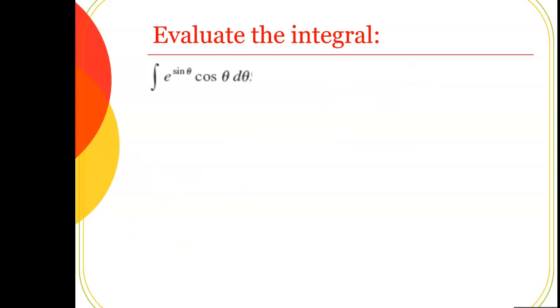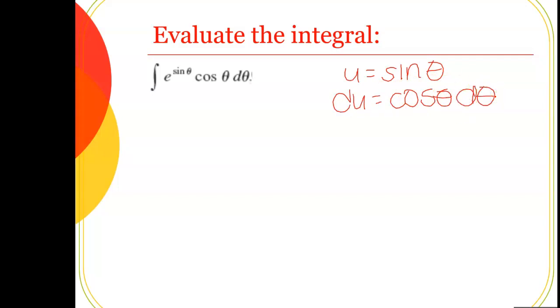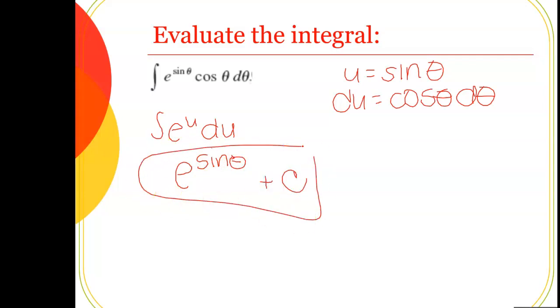If you have e in your problem and it's a u sub, you are always going to make u whatever the e is raised to. So in this case, our u value is going to be sine theta. du is cosine theta d theta. Therefore, we're integrating e to the u du, giving us e to the sine theta plus c.